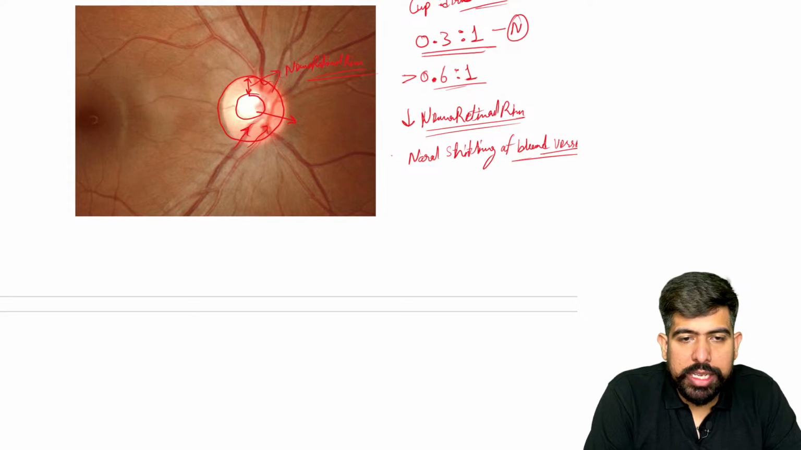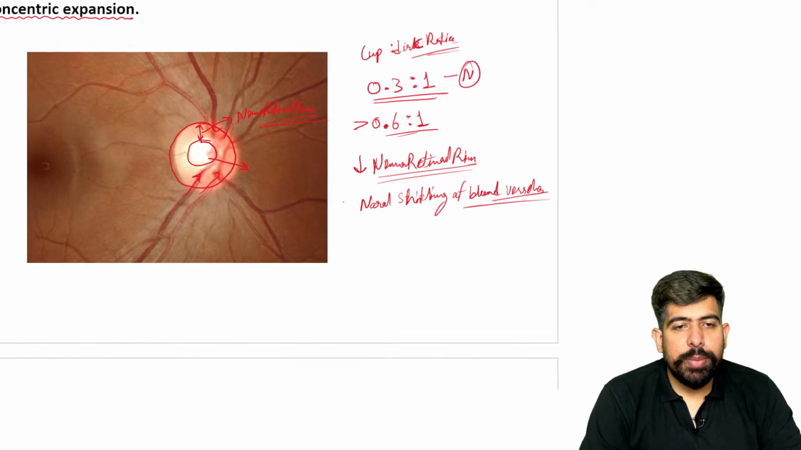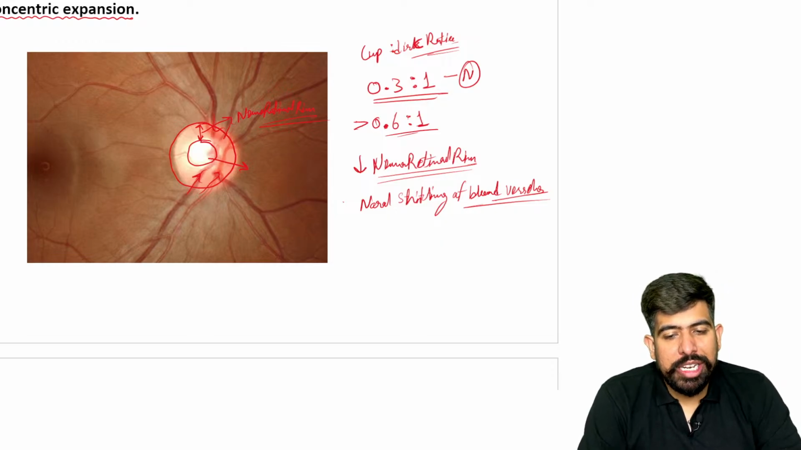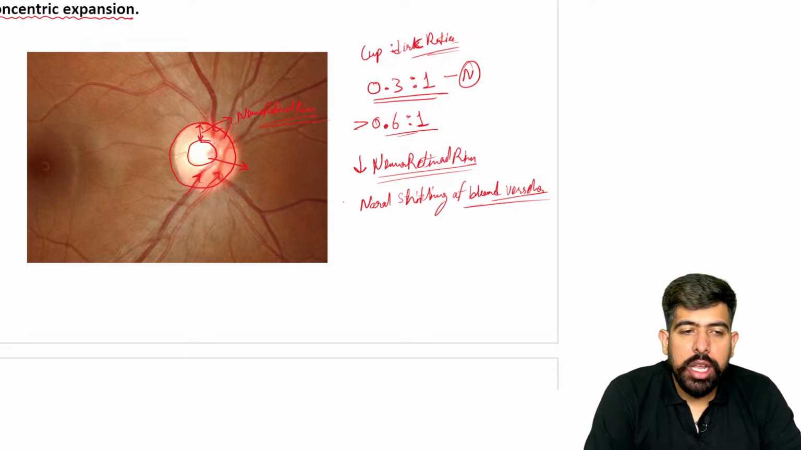Primary angle glaucoma. I think it was not visible to you guys. Now you can see it. I'm just revising. The cup disc ratio will increase. There will be a decrease in the neuroretinal rim, and the third will be the nasal shifting of the vessels.